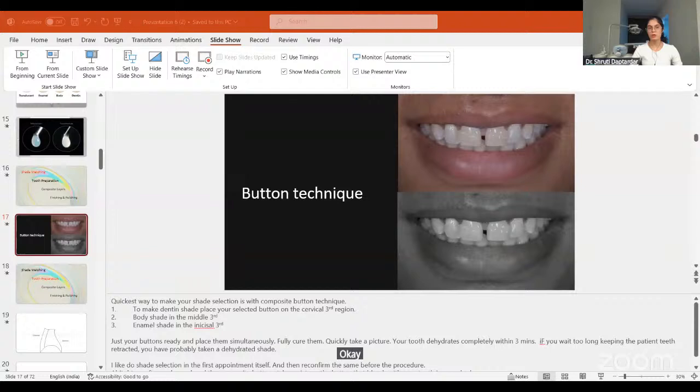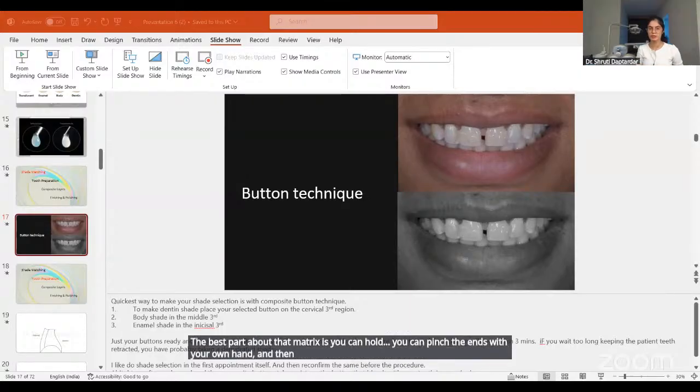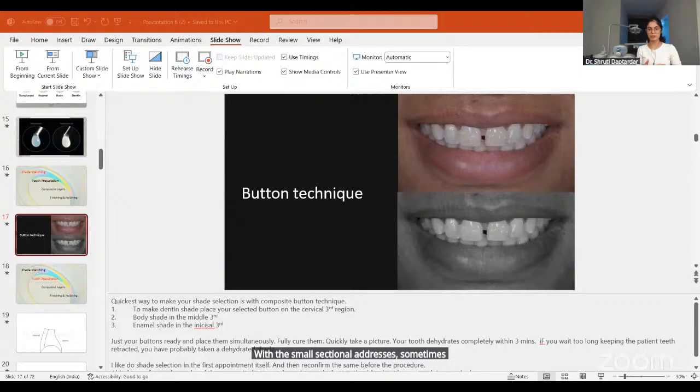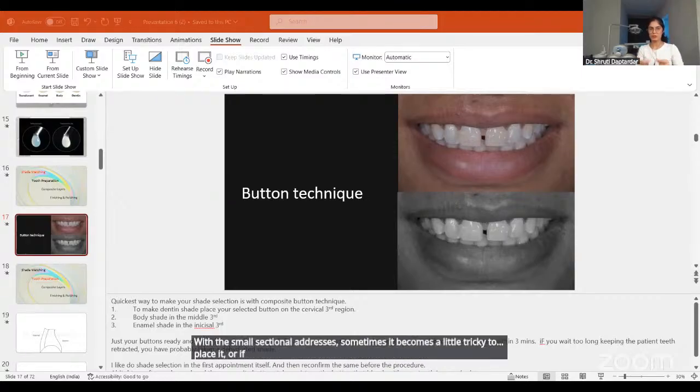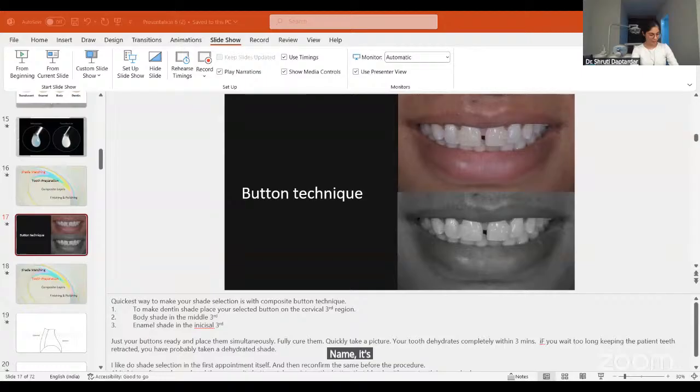The best part about that matrix is you can pinch the ends with your own hand and then place it. With the small sectional matrices, sometimes it becomes a little tricky to place, or if it falls, then to stabilize. These are better. The name is shovel matrix from Tor VM. This one.